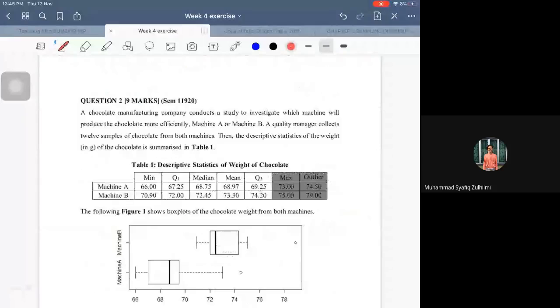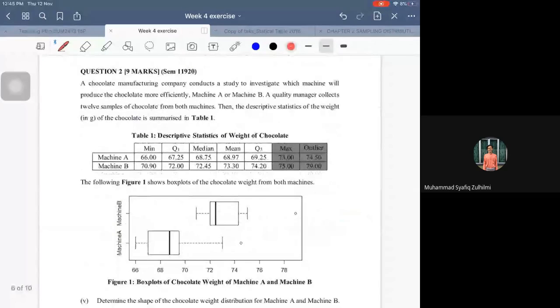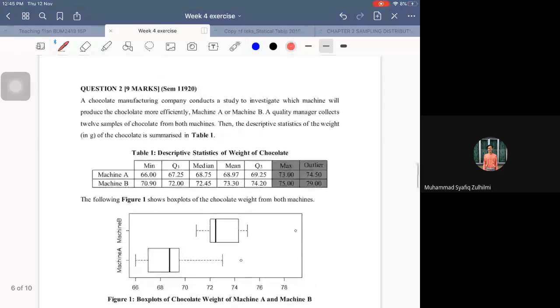Now for this second question, you have more than one. You have two box plots, and we're going to be comparing them. This second scenario is about a chocolate manufacturing company. A chocolate manufacturing company conducts a study to investigate which machine will produce the chocolate more efficiently. So we have two machines, machine A and machine B. A quality manager collects 12 samples of chocolate from both machines. From the first machine, we collect 12 samples. From the second machine, we also collect 12 samples.